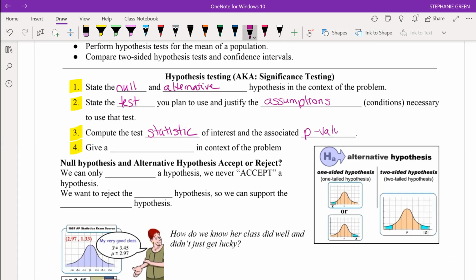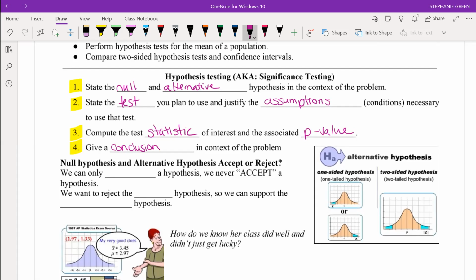And p-value is the same thing it was in the last section. That's the probability of our hypothesis being true, actually. And then lastly, once we've got our p-value, we can give our conclusion. And just like in the beginning, we want to make sure we write our conclusion in context of the problem. You can't just write yes or no or true or false. You have to explain what it all means.